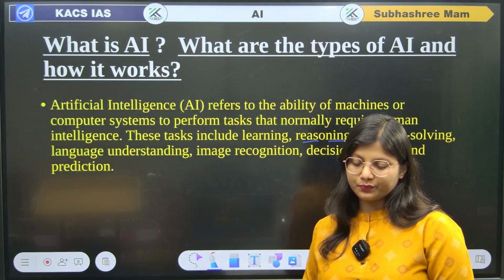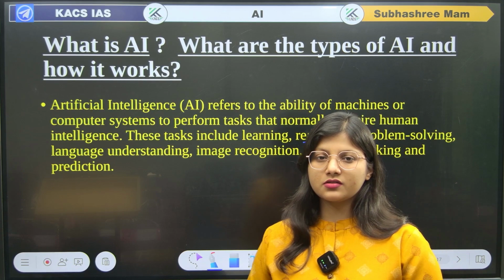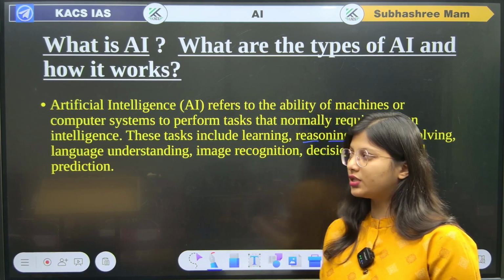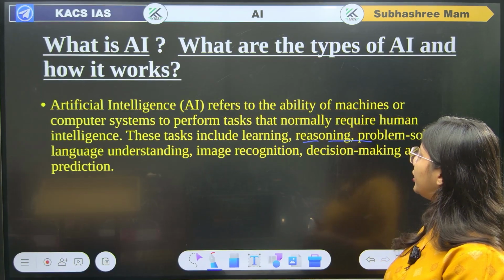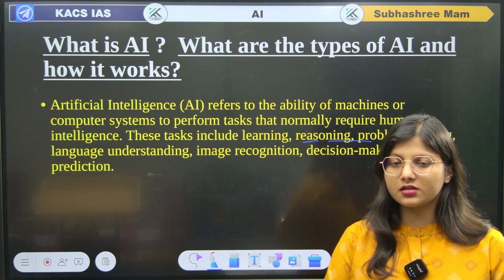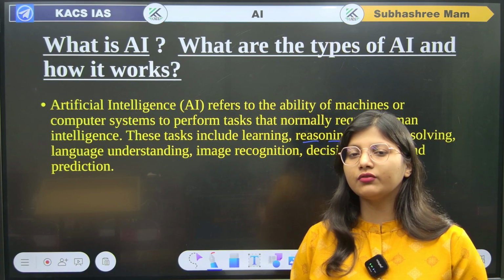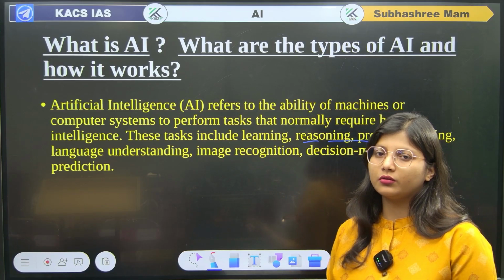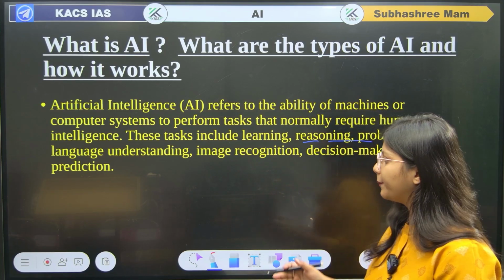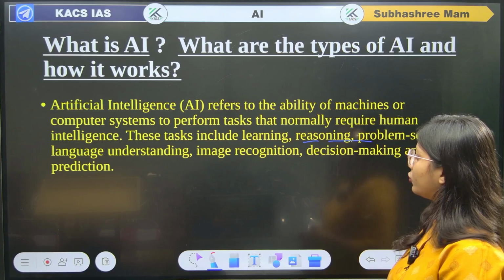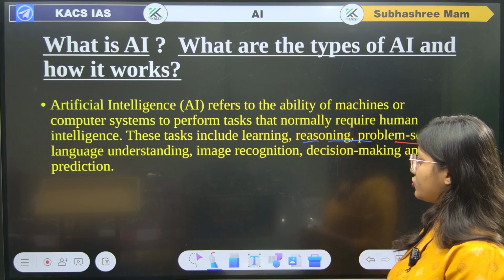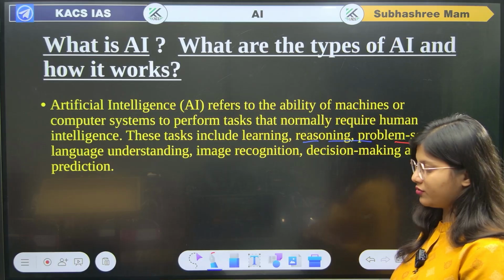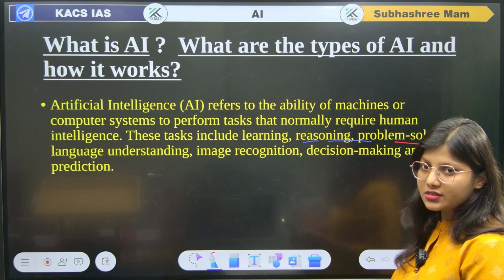What is AI? AI refers to the ability of machines or computer systems to perform tasks that normally require human intelligence. It is like giving advice to the computer to act like a human. These tasks include learning, reasoning, problem solving, language understanding, image recognition, decision making, and prediction. Now, how it works, we'll see that also.